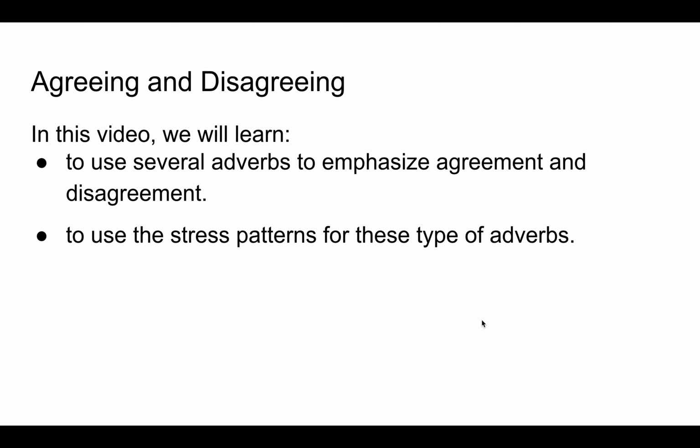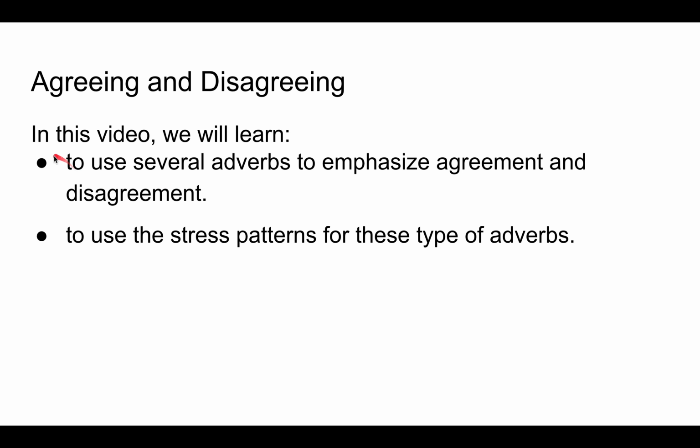How to strongly agree and disagree. This is an important skill to have because if you are talking with a friend and you want to signal to your friend how strong you feel, then you need to be able to do this. And we will learn to do this by learning two things.